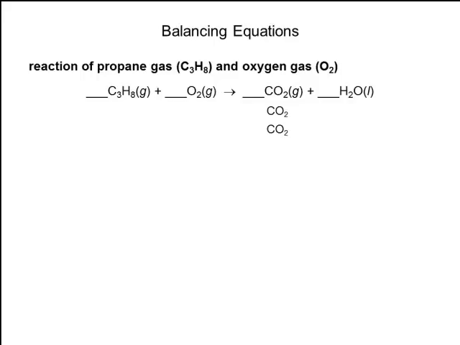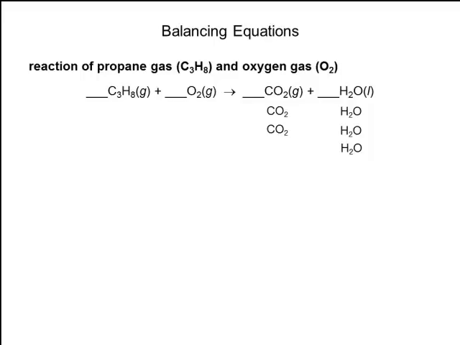Once again, though, I can't just add hydrogens because they're bonded to that oxygen in the water molecule. But what I can do is add additional water molecules. So if I add enough water molecules to get a sufficient number of hydrogens, I now have 8 hydrogens on the reactant side, 8 hydrogens on the product side. My hydrogens are balanced. So carbons are balanced, hydrogens are balanced. Now I'm going to move to my oxygen.